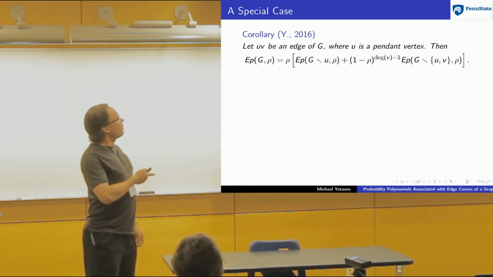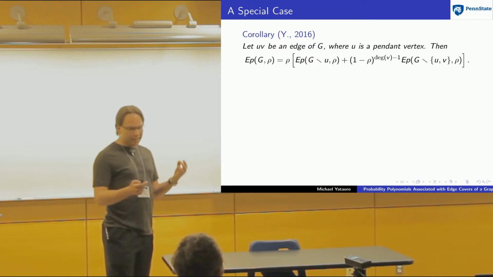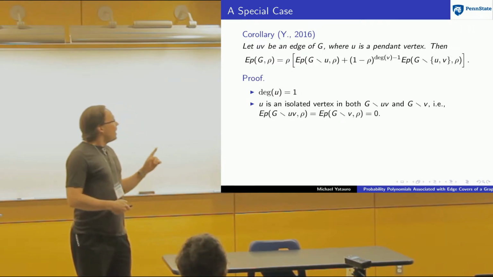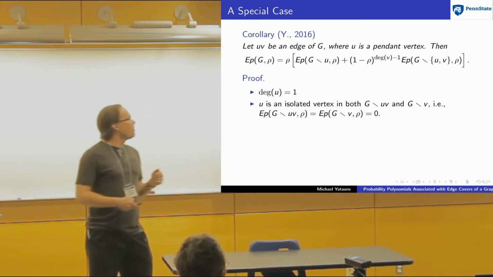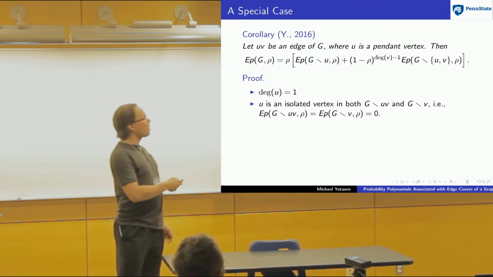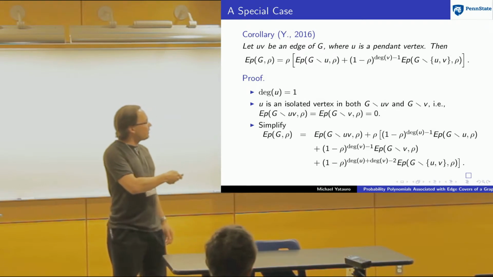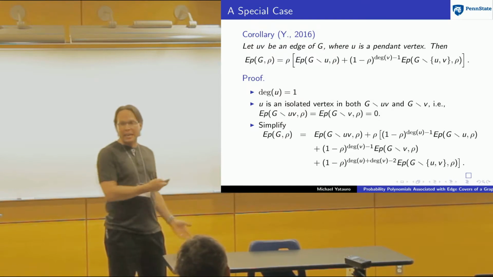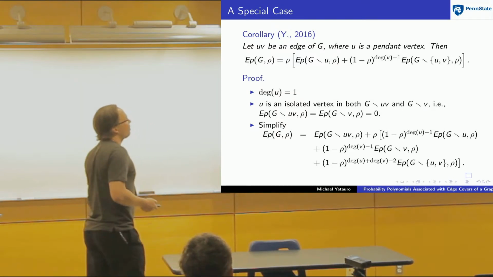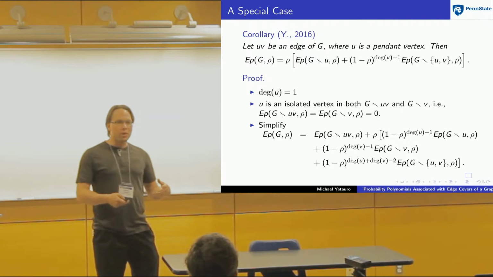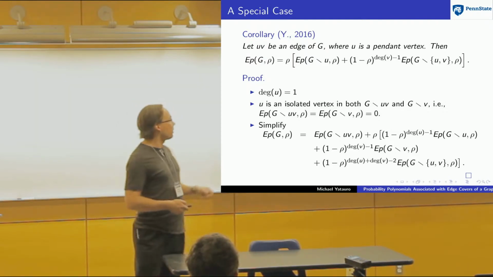There's a special case where if you take one of those vertices to be a pendant vertex, then it simplifies nicely because the degree of a pendant vertex is 1. If U is a pendant vertex, then U is isolated if we remove UV or we remove V. So those resulting probabilities are both 0. So if you simplify this expression down, taking away the V leaves nothing, taking away the U, V leaves nothing, and the degree of U is 1, you just reduce to this right-hand side here. Okay, so that works out nicely. If you wanted to start off by working with a recursive argument, you might want to start with pendant vertices and then do this recursion because it's much simpler.